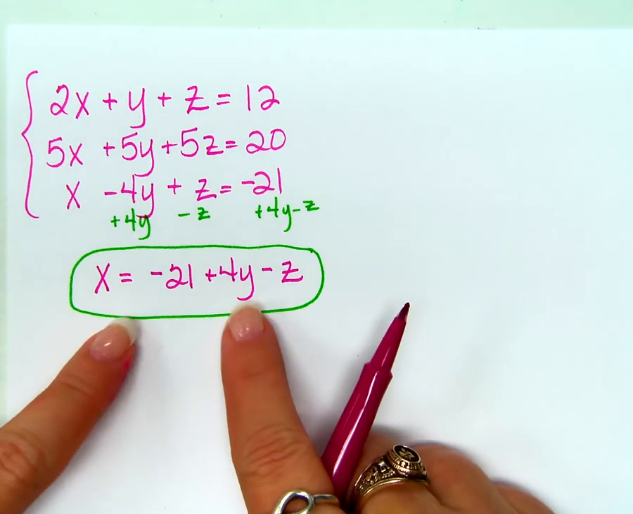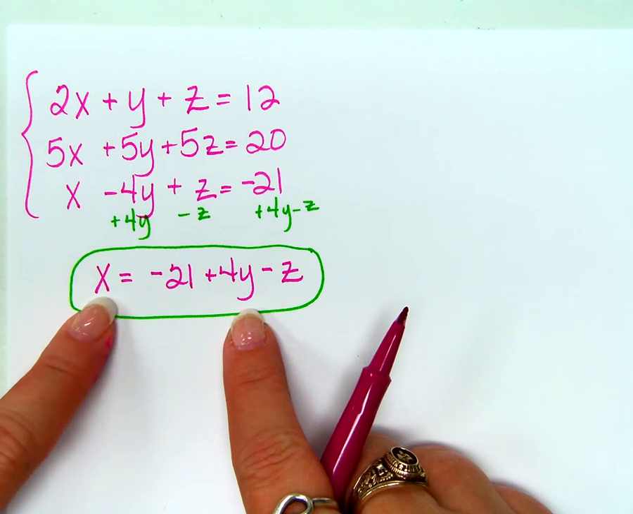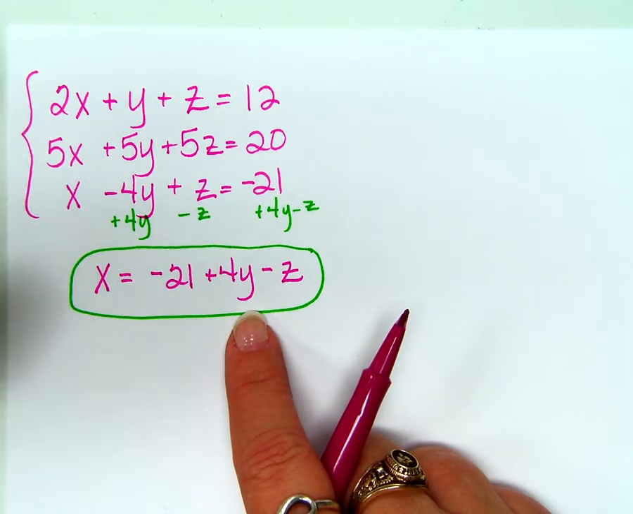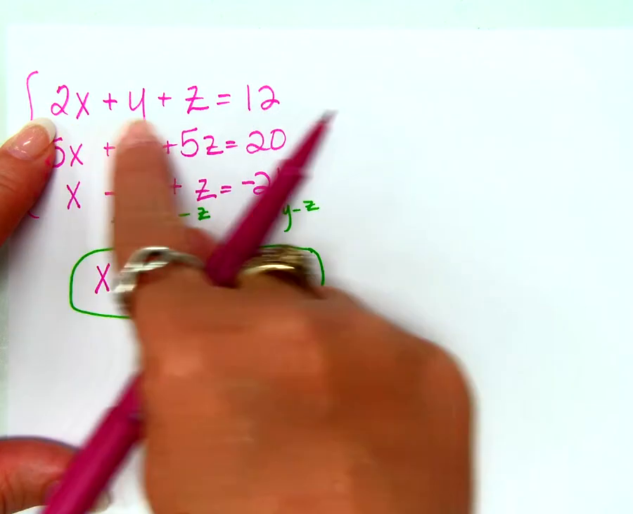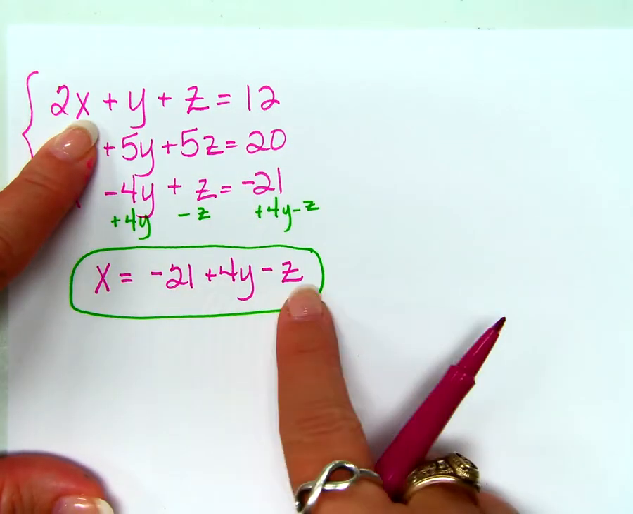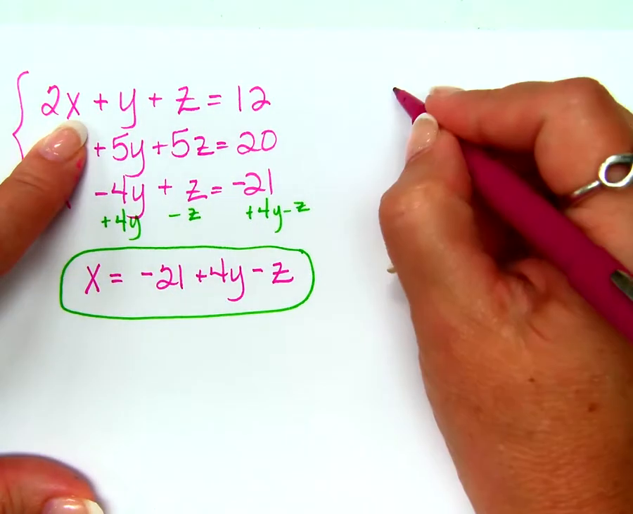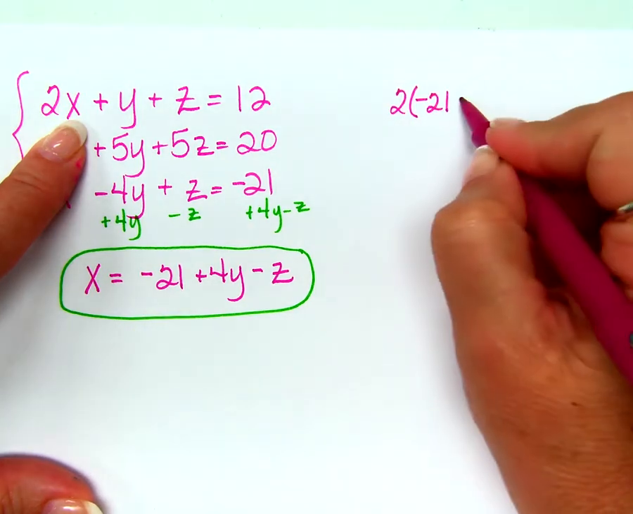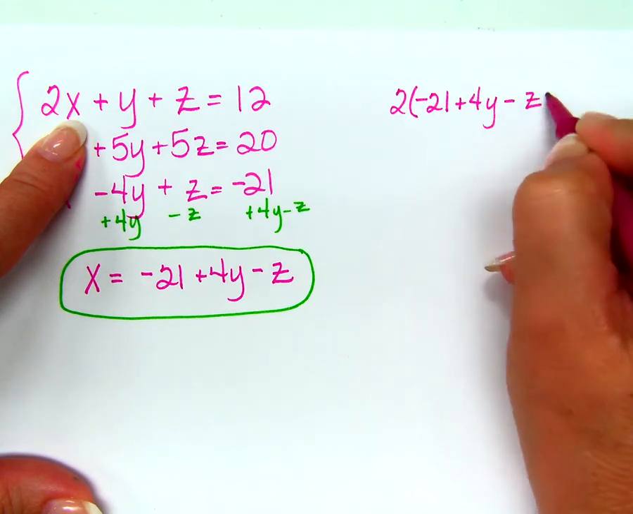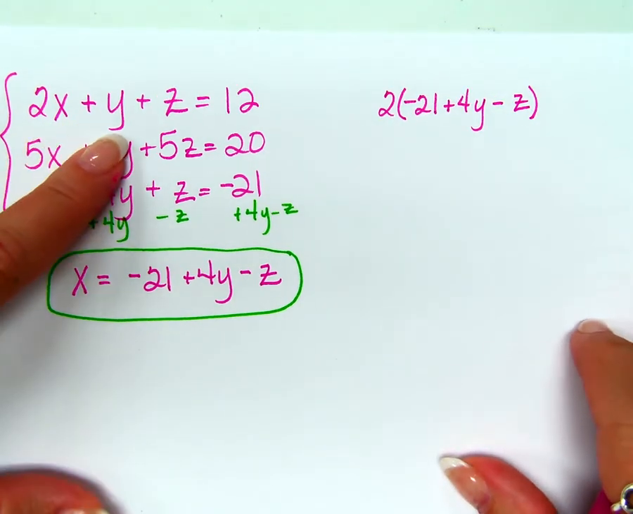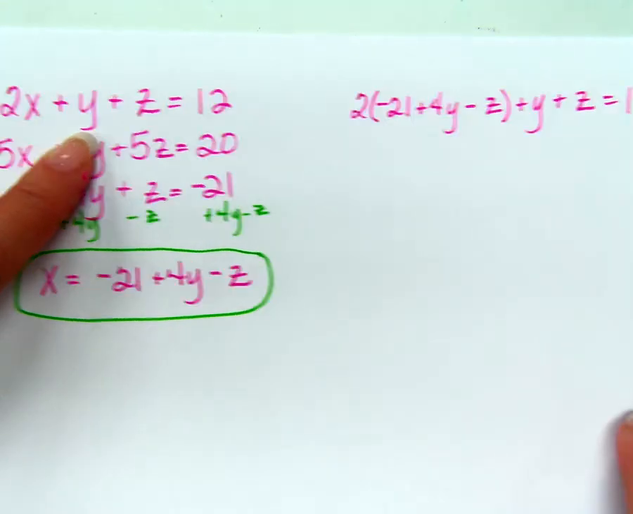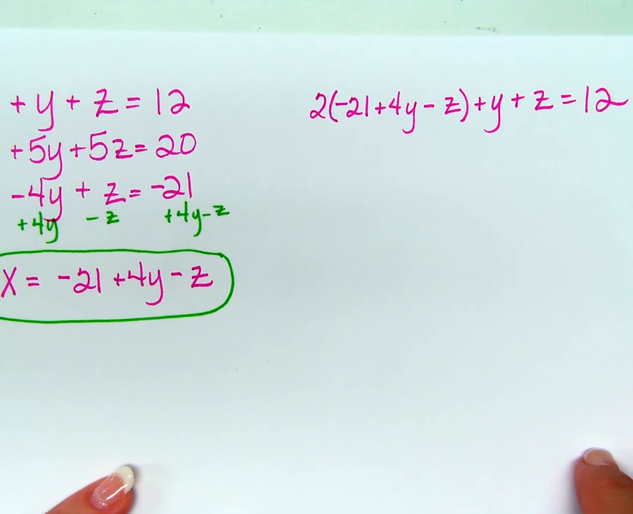Now, what do I need to do with this though? I need to plug it in, right? So do you want to plug it into the top or to the middle? I can't choose the bottom because that's where I started. Top. Okay, so let's choose the top. I'm going to start rewriting the top equation, but instead of writing x, I'm going to write what I know x equals. So I write 2, then what I know x equals, negative 21 plus 4y minus z, and that's x, so I just continue writing the equation. Plus y plus z equals 12.